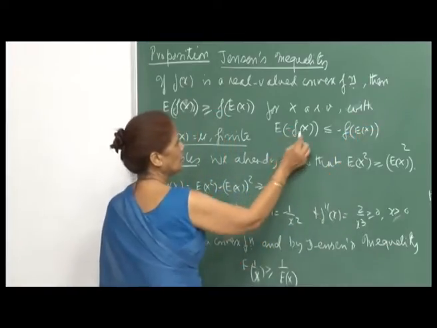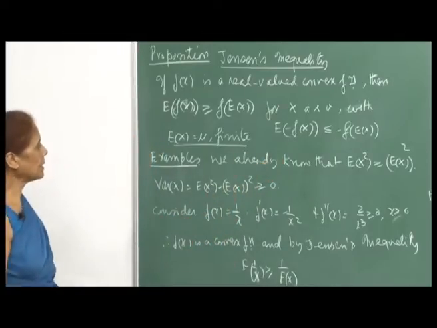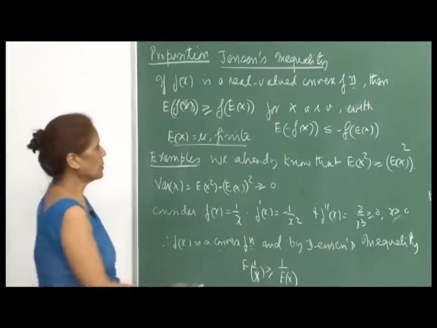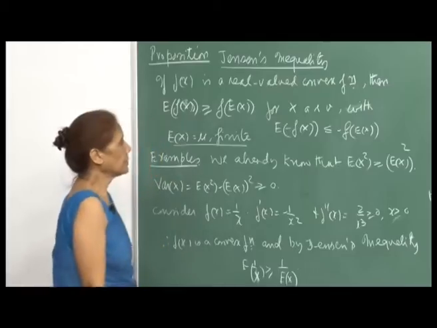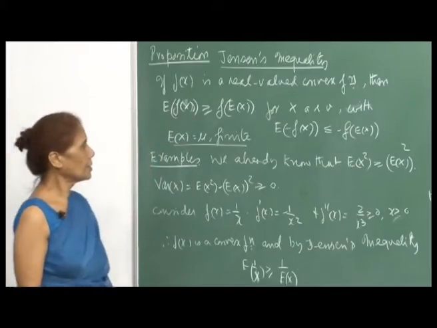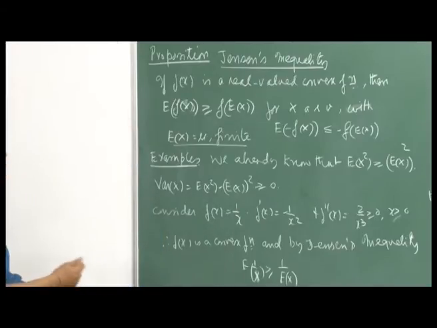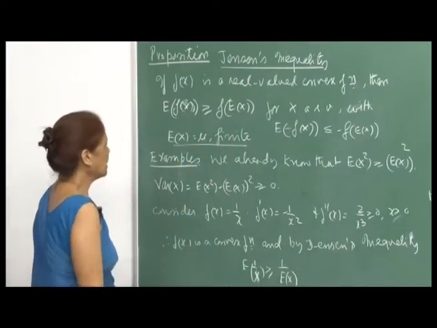Right. And as we said earlier when we were defining a convex function, minus f will be concave if f is convex. Therefore, for a concave function the inequality reverses. So, this is your Jensen's inequality. It is just relating your expected values: if the function is convex, the inequality would be greater than or equal to, and for concave it will be less than or equal to.